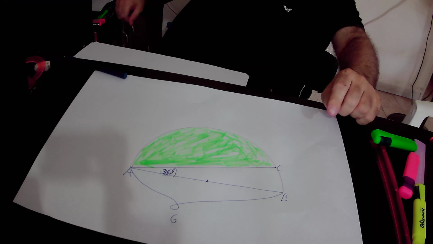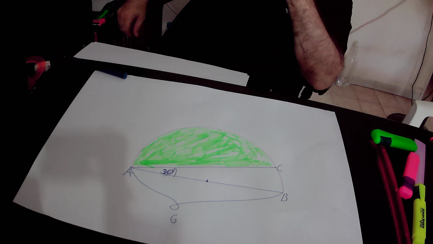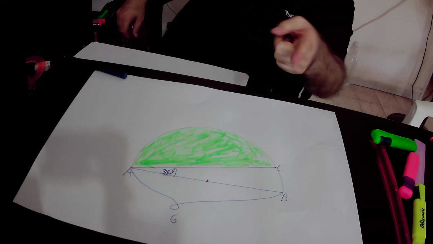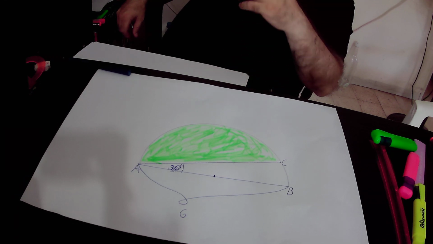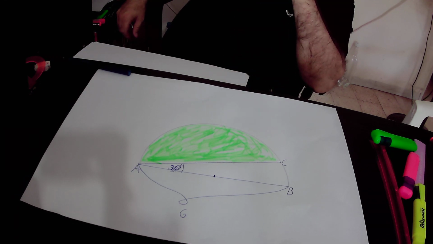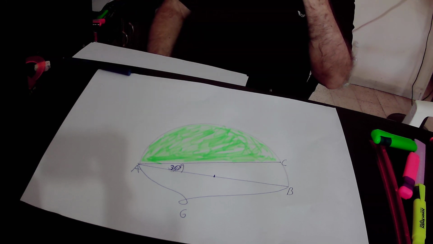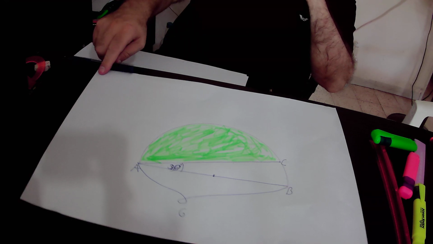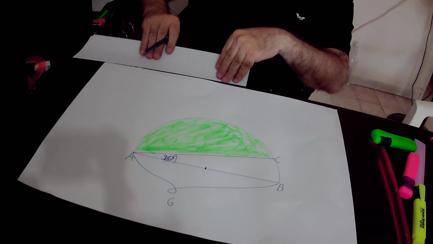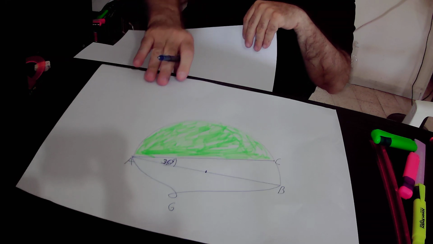In the drawing, we have a semicircle. You know that AB equals 6 units. AB is the diameter of the semicircle, that is equal to 6 units. Angle BAC equals 30 degrees. And our mission is to find out the area of the grain shape. So we define the center of this semicircle as O.